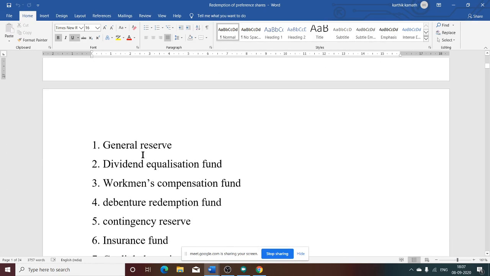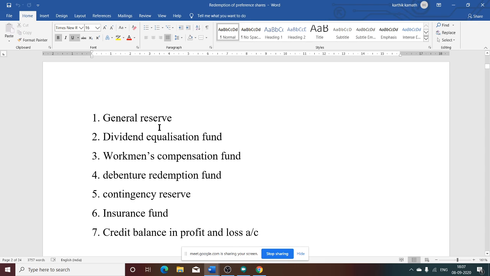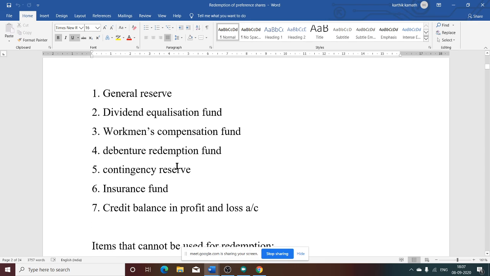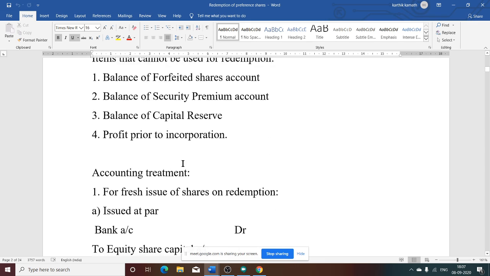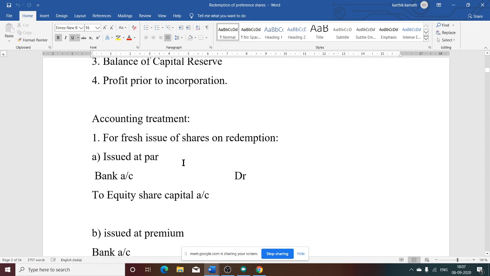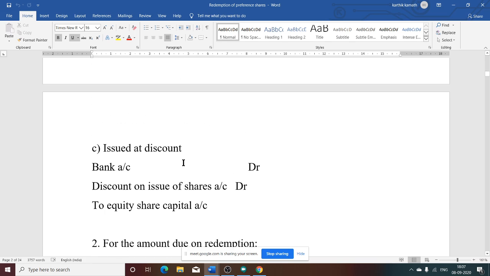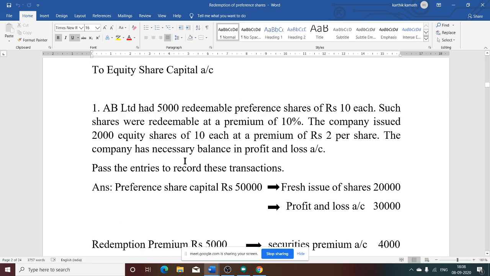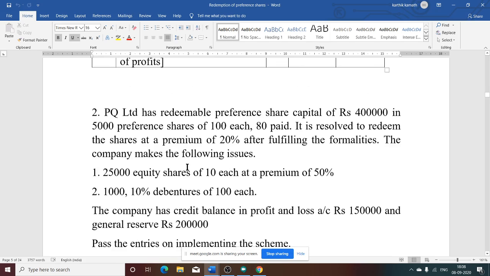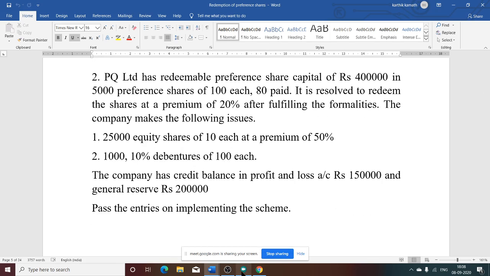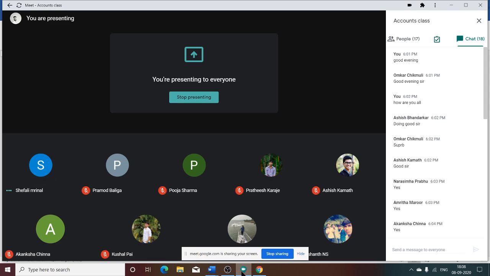The items used for redemption, and the items which cannot be used for redemption, we also discussed. Then all the journal entries we have seen. Then one problem also we discussed in the last class. So now we will move on to the second problem. Second problem we will see now.